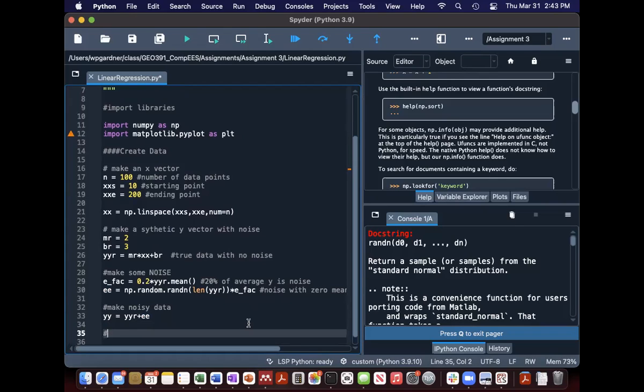And now let's take a look. Let's plot this up and look at our data, and we can play around a little bit with EFAC and see what it does. So we'll plot the data.